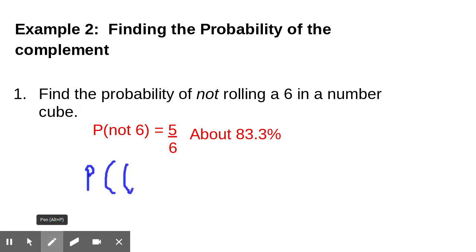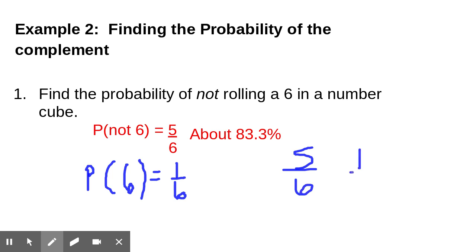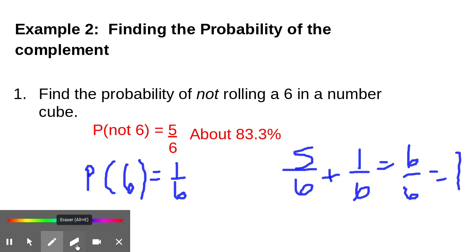So the probability of rolling a 6 is 1/6. So as you can see, you have 5/6 and 1/6. And if you add those two together, you'll get 6/6, which is 1 whole. Those are complementary events.